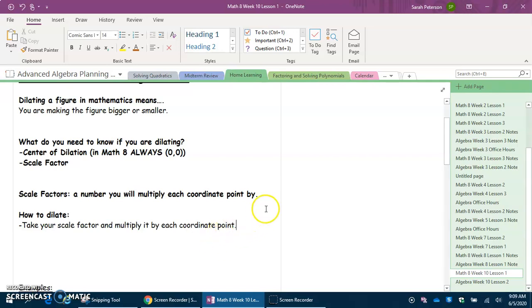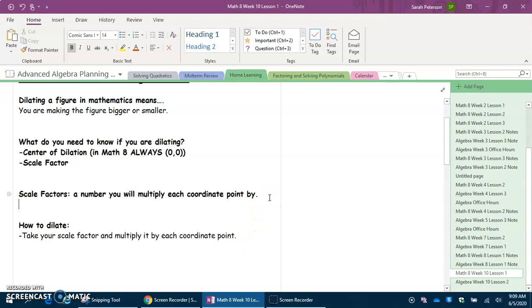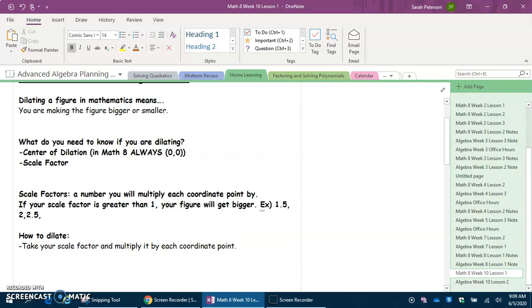Okay, one thing I did forget to mention, it's important to know that if your scale factor is greater than 1, your figure will get bigger. So greater than 1 would be like 1.5, 2, 2.5, 3. Because if you're multiplying it by 2, that really means you're doubling everything. So you're going to naturally just get bigger.